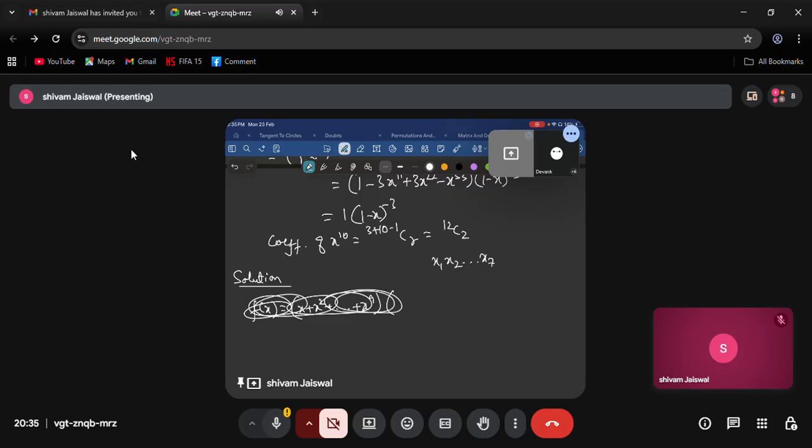Again, it is a 7-digit number, right? Yes, sir. What are the possibilities for the first digit? The first digit can take values from 1 to 9. At least tell me yes, no, something. So x cubed plus up to x to the power 9.